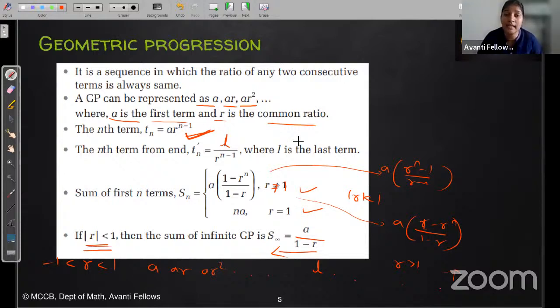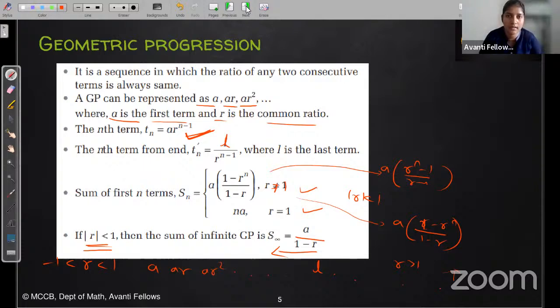Okay. So is it clear to you all, geometric progression? Any doubt in this? Let me know in the chat box if you have any doubt. Do respond to me in the chat box, okay? Okay, there is no doubt. We'll go to the next part.